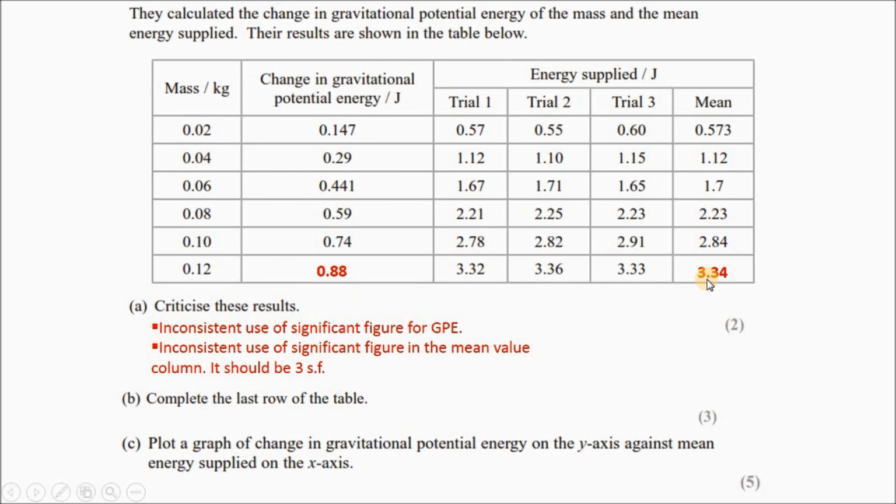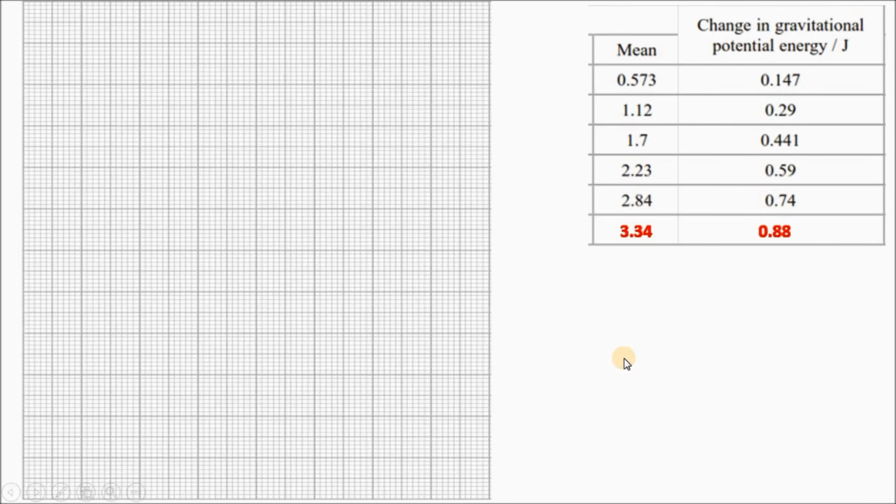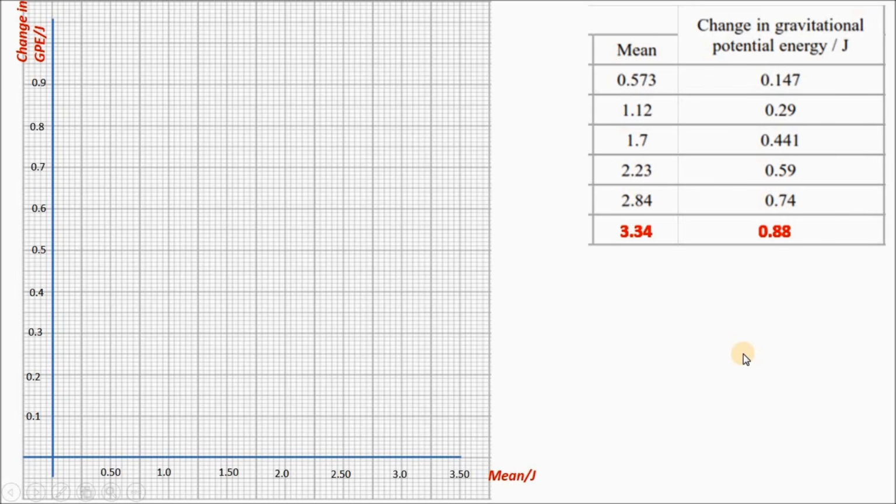Part C, plot a graph of change in gravitational potential energy on the y-axis against mean energy supplied on the x-axis. So here is a graph, and these are the values of mean energy supplied in the first column, and change in gravitational potential energy in the second column. So you can take mean value on x-axis and change in potential energy on the y-axis. So that's how your axis should look like.